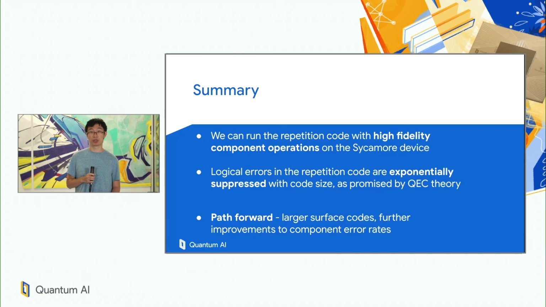So to summarize, we can run the repetition code on the Sycamore device with high fidelity component operations. When we run the repetition code, we suppress our logical errors exponentially with the code size, which is what was promised to us by quantum error correction theory. And the path forward is to continue to run larger surface codes and continuously improve our component error rates.